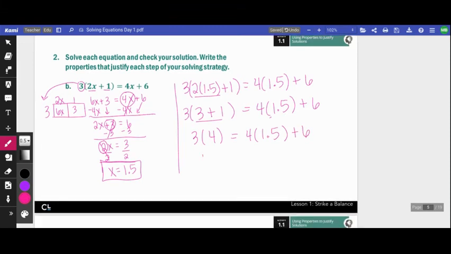3 times 4 is 12. 4 times 1.5 is 6. And then finally, 6 plus 6 is 12. 12 does equal 12, so we know we did it correctly.